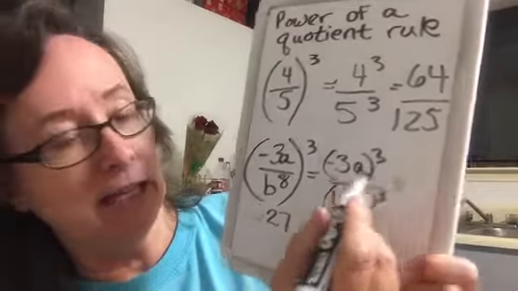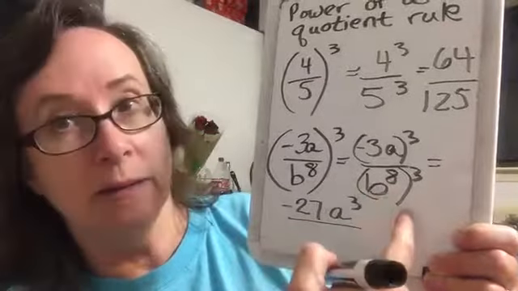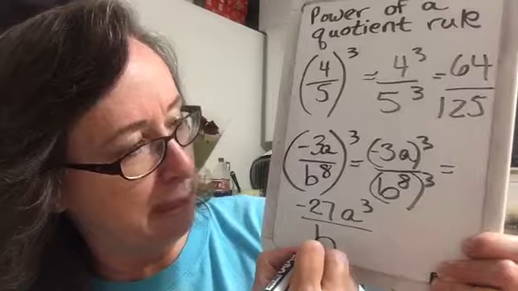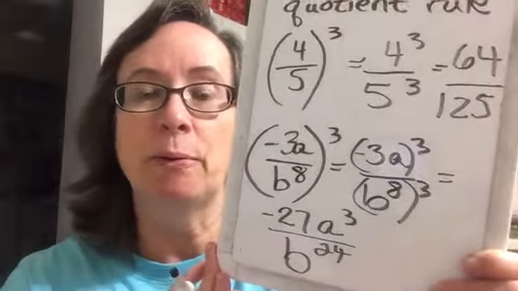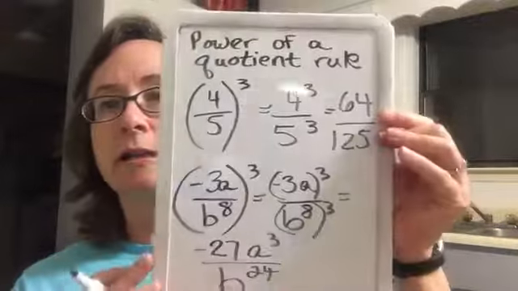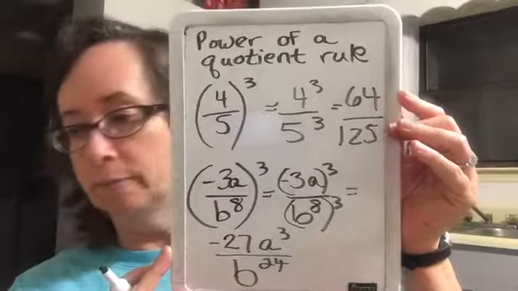And then an a cubed. And then on the bottom, I've got a power raised to another power, so that's going to be a b to the 24. And when I get to that point, there's nothing more that I can do to simplify that one. So here are some power of the quotient examples.